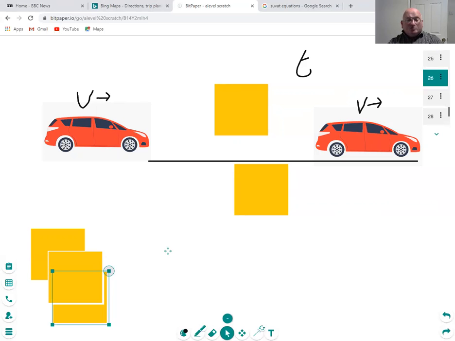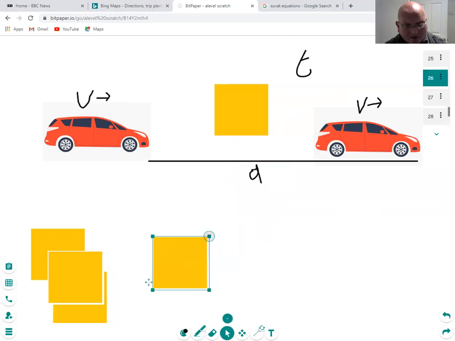Something else that we're interested in is distance. How far does this car travel in the t seconds? The other thing I should mention is that for the Suvat equations, we will be sticking with meters and seconds. If you want to talk about kilometers or minutes or whatever, you need to convert into meters and seconds, because the numbers won't work out properly if you don't.